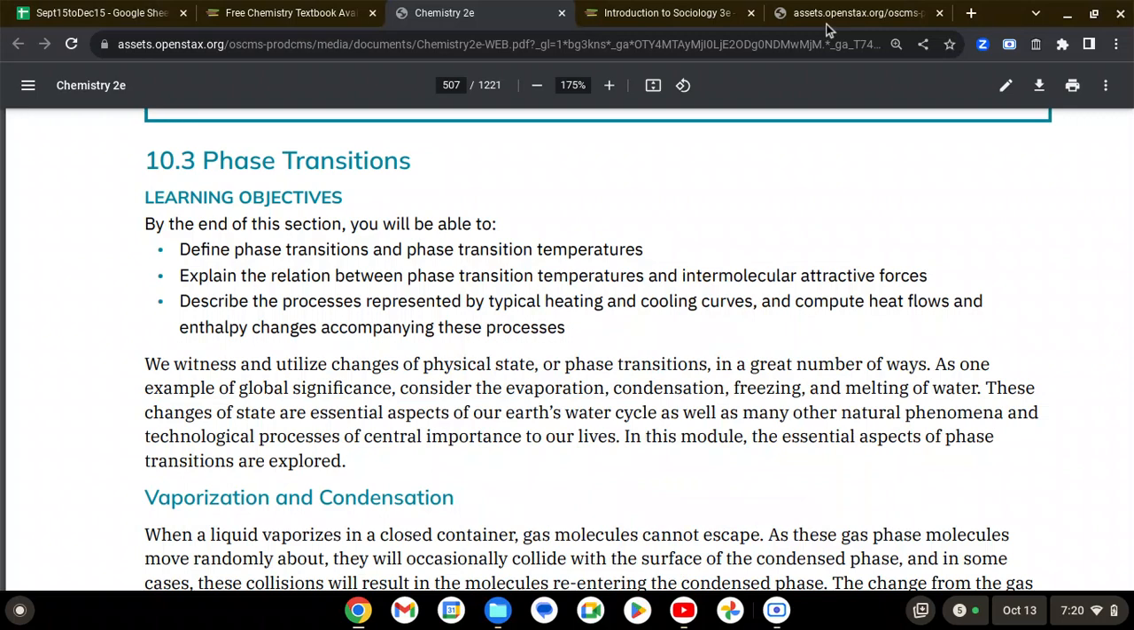So, all right. 10.3 phase transitions. By the end of this section, you will be able to define phase transition. I already read that. All right.